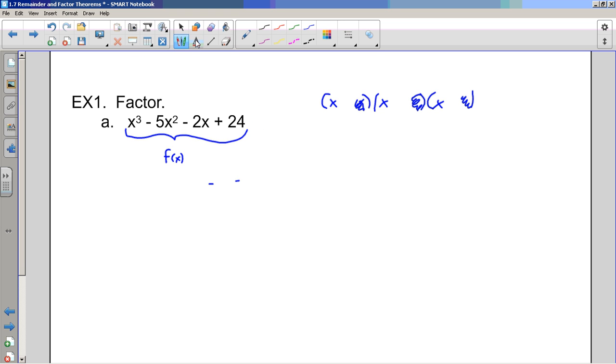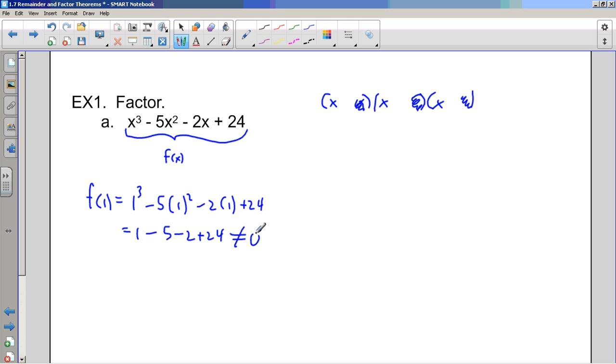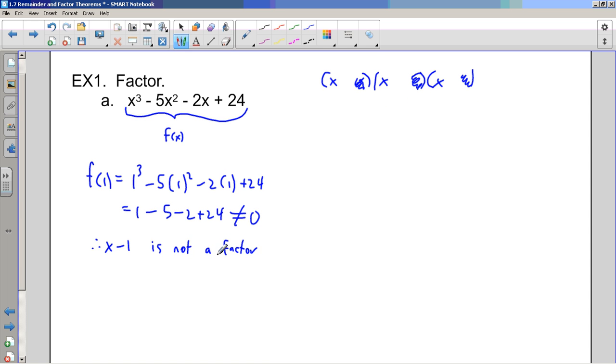We're going to start at the start, try f at 1. F at 1 is 1 cubed minus 5 times 1 squared, and you're going to get good at doing this in your calculator or in your head. 1 minus 5 minus 2 plus 24, which is not 0. So what can I say? Therefore, x minus 1 is not a factor. So then I got to try something else, right? I don't have a factor, so I'm going to try maybe f at 2.